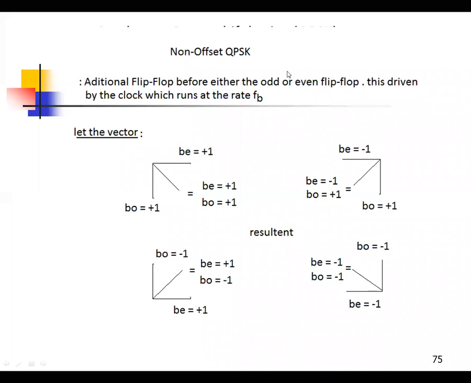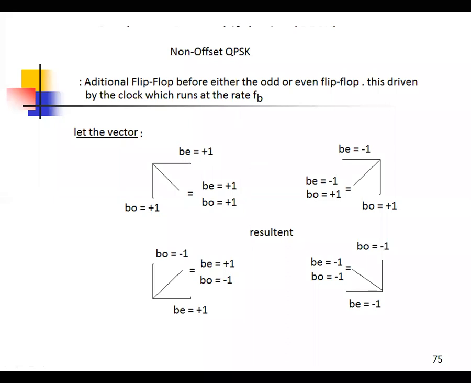And that means after the T flip-flop, the clock signal is there, no? Even clock and odd clock. So the even clock goes through one extra D flip-flop, and the odd clock is either one. One flip-flop is added before either the odd flip-flop or the even flip-flop. Okay, that is nothing but non-offset QPSK.